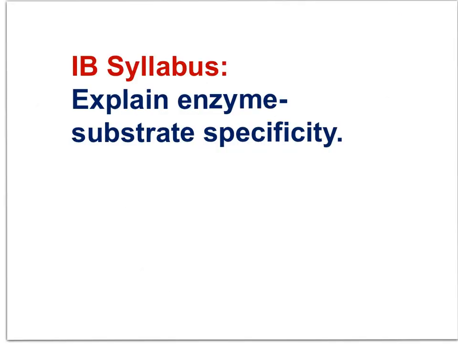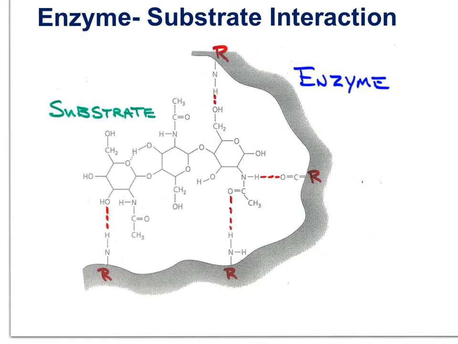And thus the lead-in to the next IB syllabus statement. Explain enzyme substrate specificity. Maybe you can already address this statement. In this diagram, the enzyme is on the right, and what we see here is nothing more than the active site, quite magnified. The substrate is bound to the active site.